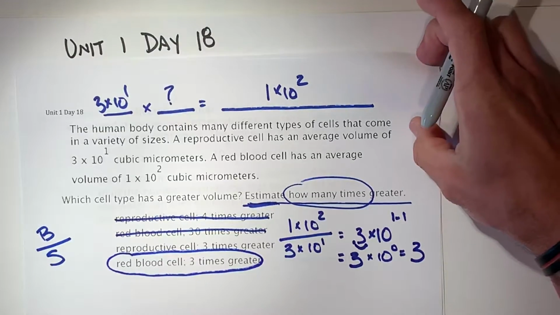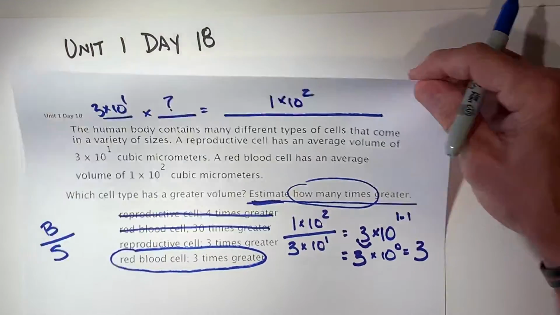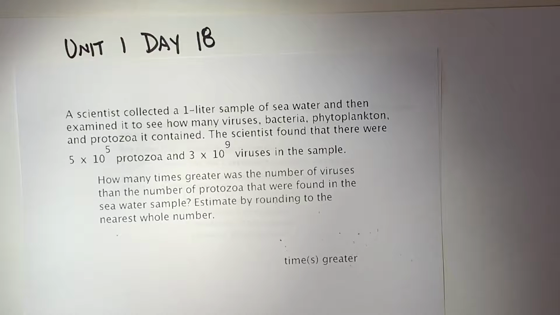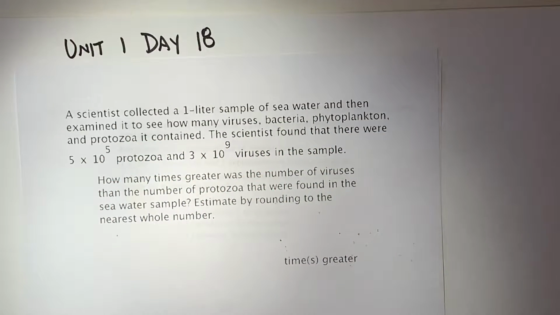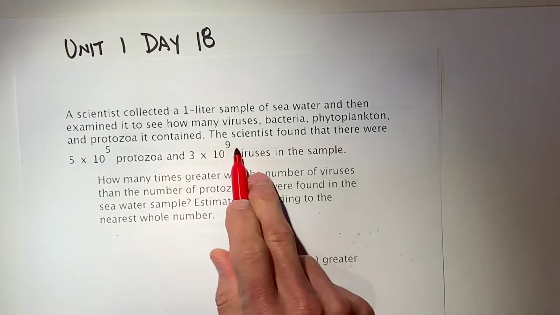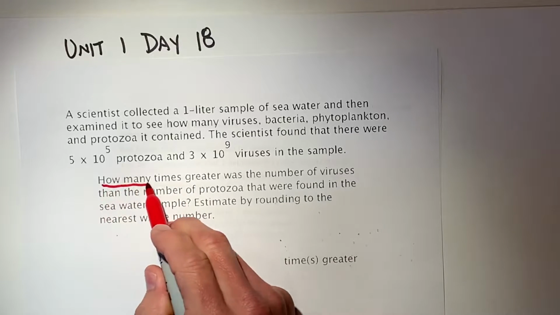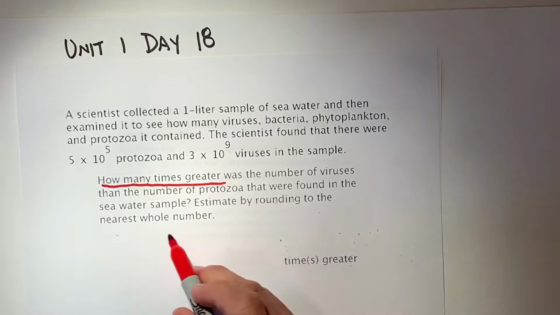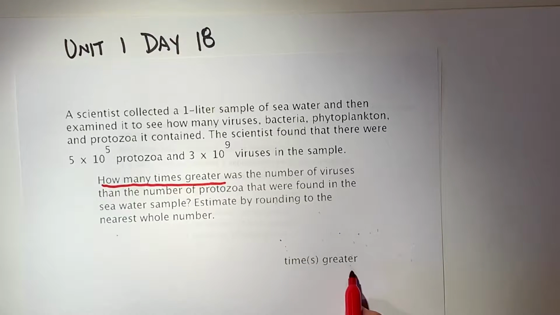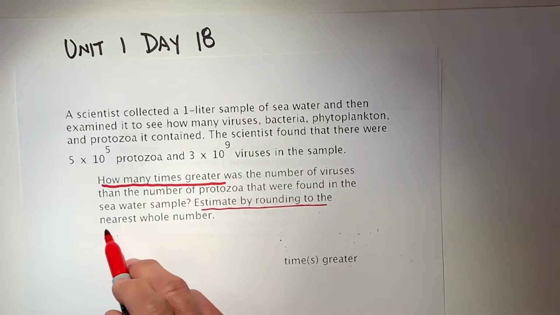What you're going to see is 2 more times in a row, and perhaps we'll speed this up a little bit. The same situation will occur every time you do a problem in Unit 1, Day 18. I'll switch colors of pens. Once again, scientists collected a 1-liter sample of seawater, examined it to see how many viruses, bacteria, phytoplankton, and protozoa it contained. The scientists found there were this many protozoa and this many viruses. How many times greater was the number of viruses than the number of protozoa? And in the Get More Math piece, there is a rectangle right here to answer times greater. We're going to go ahead and use this space. We're also going to pay attention to the fact that it says estimate by rounding to the nearest whole number.